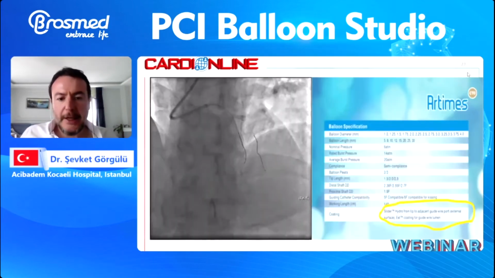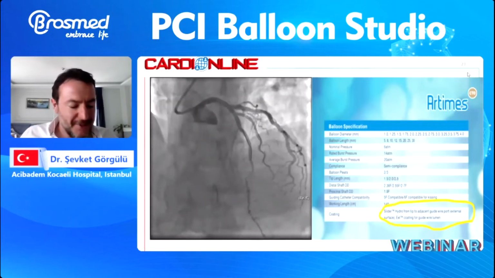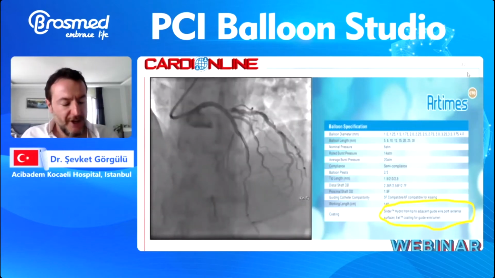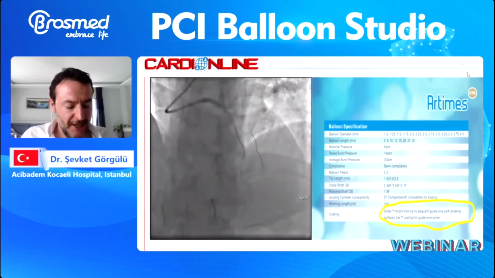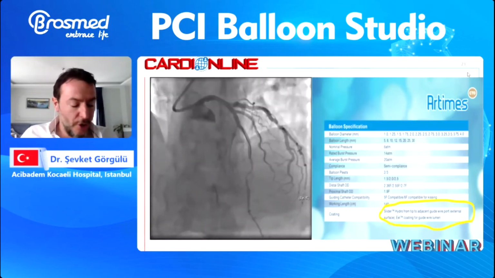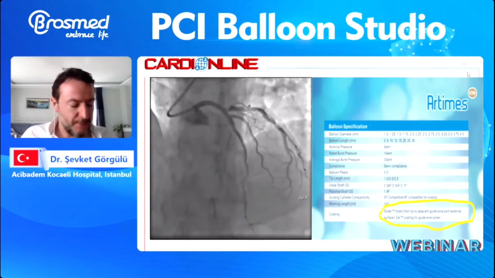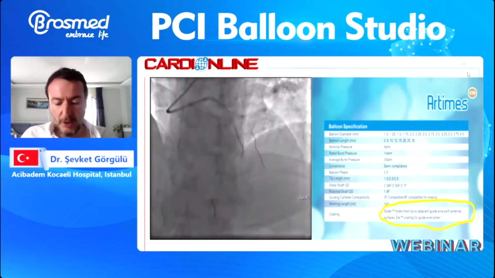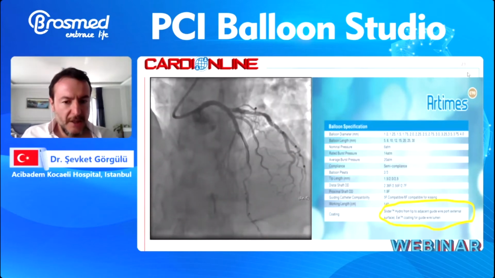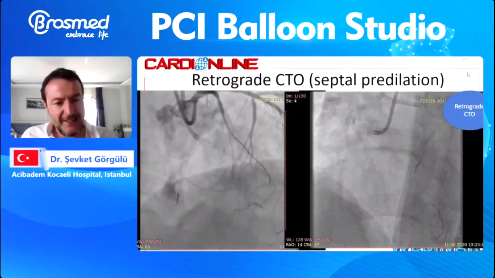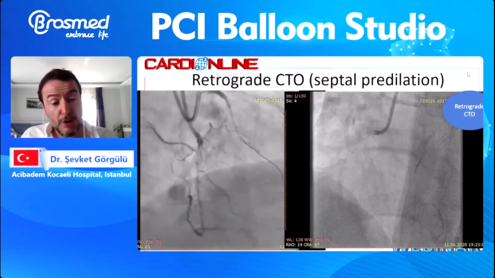So, in complex cases, you need sometimes CTO balloons in terms of recrossing the struts of the stent before kissing. In that terms, at least for me, Artemis has proved itself to be a good one. Artemis balloon has a special space in my CTO procedures because of its features.